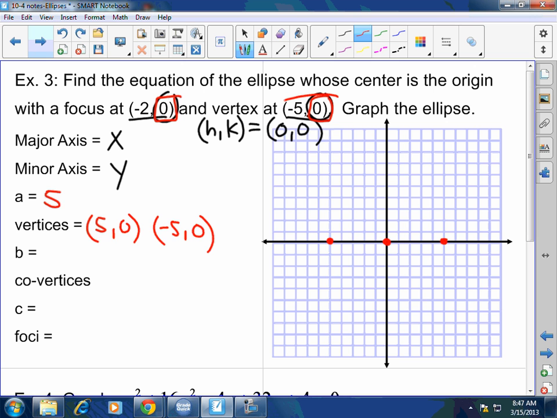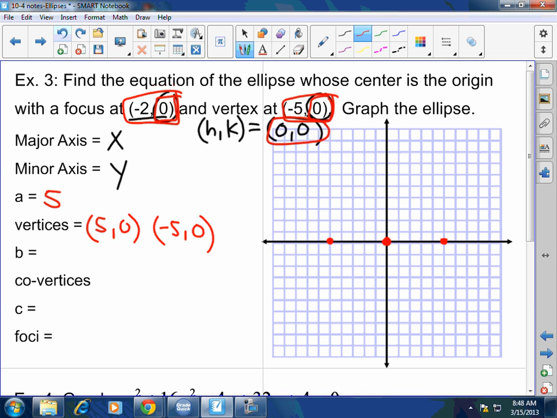Because they told me that my vertex is negative 5, 0, and my center is 0, 0. So my axis goes from my center. So from my center, if negative 5, 0 is a vertex, that means I went 5 to the left. So that means I have to go 5 to the right. Thank you, sir. Okay, next, my co-vertex. Let's see what my co-vertex is. Before I get my co-vertex, no, I was not given enough for my co-vertex. I was given something for my focus. My focus is negative 2, correct?